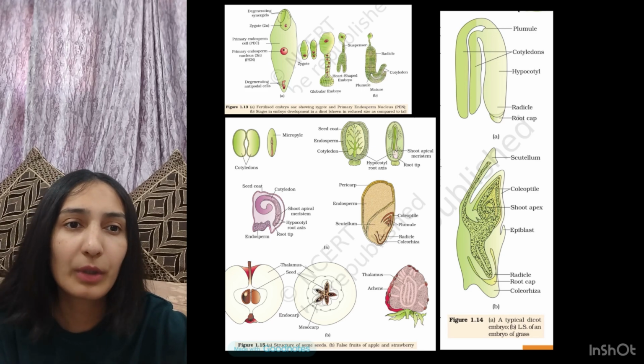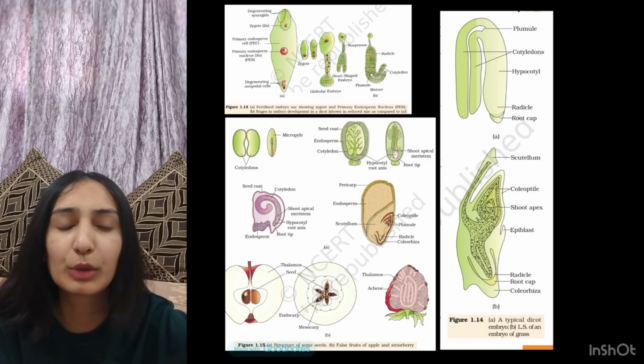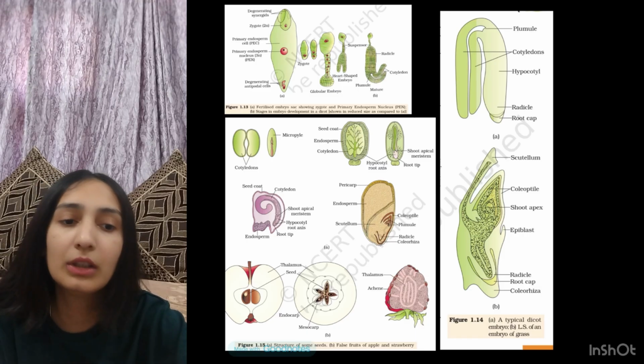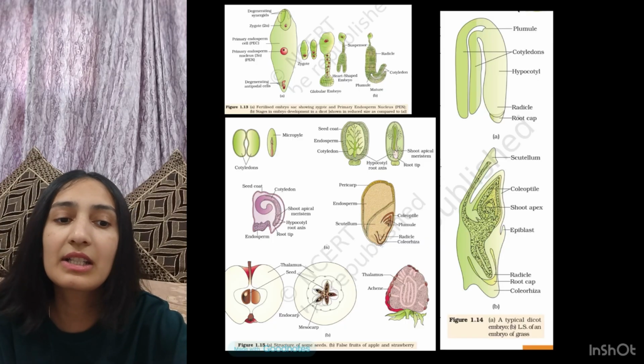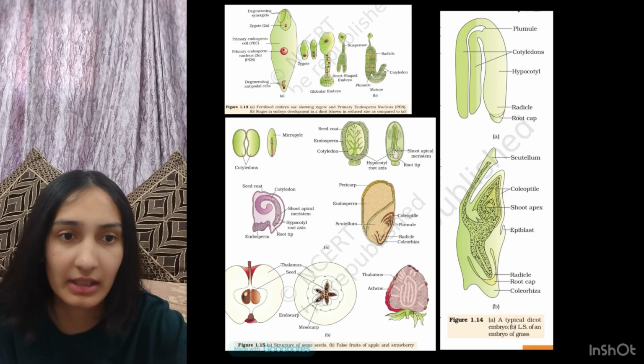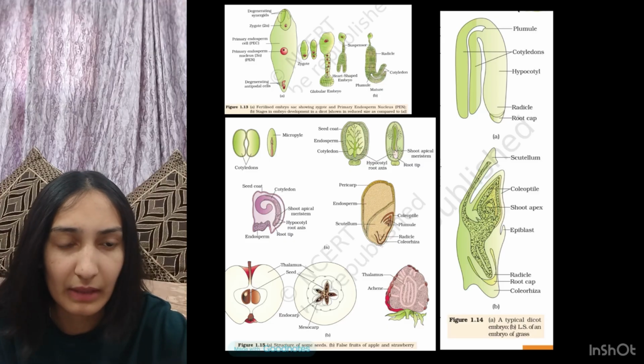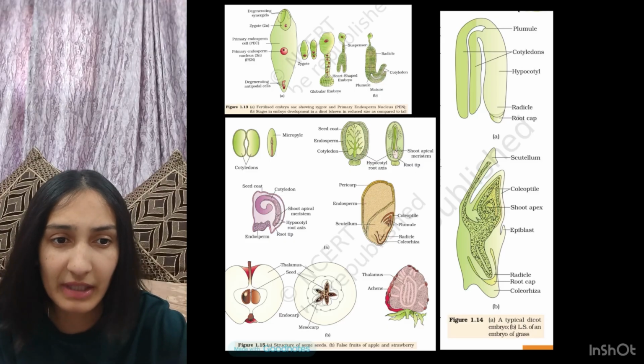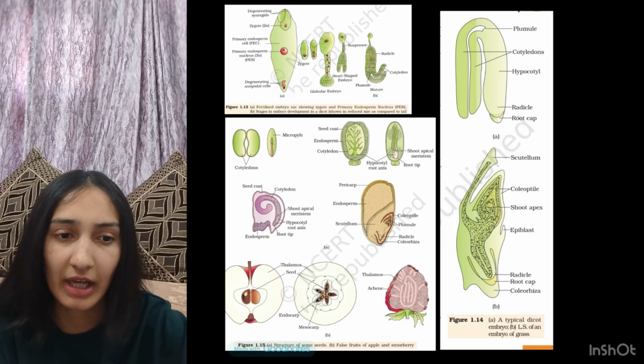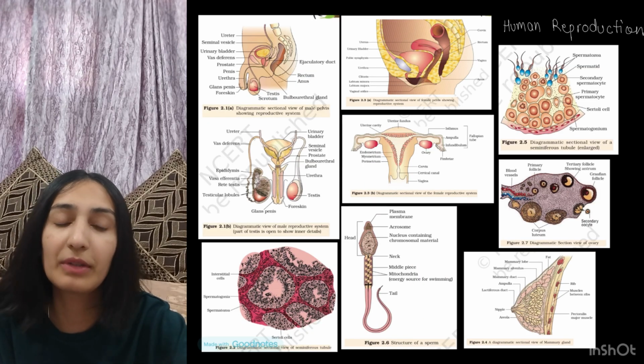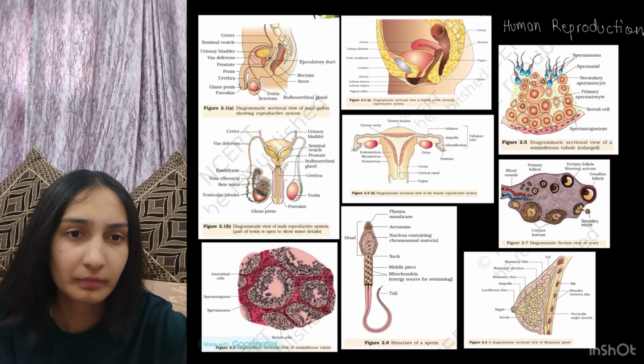Now in figure 1.14a you can clearly see the labelings are plumule, cotyledons, hypocotyl and the radicle along with the root cap. Okay, and this is a typical dicot embryo. Now B shows the LS of an embryo of grass. You can clearly see we have scutellum, we have coleoptile, we have shoot apex, we have epiblast, radicle, root cap and coleorhiza. Now for the next chapter we have human reproduction.